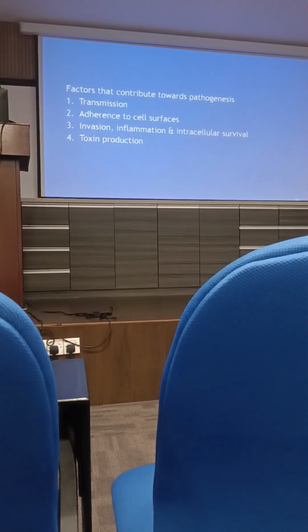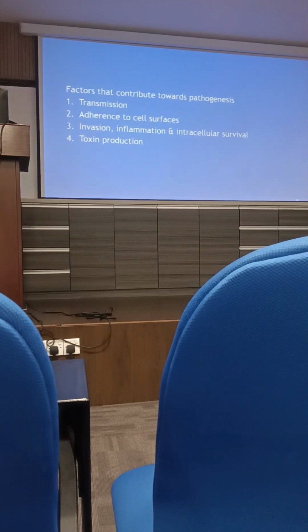First of all, it has to be transmitted from wherever, from the environment, from another person. Next, it has to be able to adhere to the cell surface, and then it invades and causes inflammation, and some can survive intracellularly, without being killed by phagocytes, for example. And finally, some bacteria are able to produce toxin. So all these contribute towards pathogenesis.